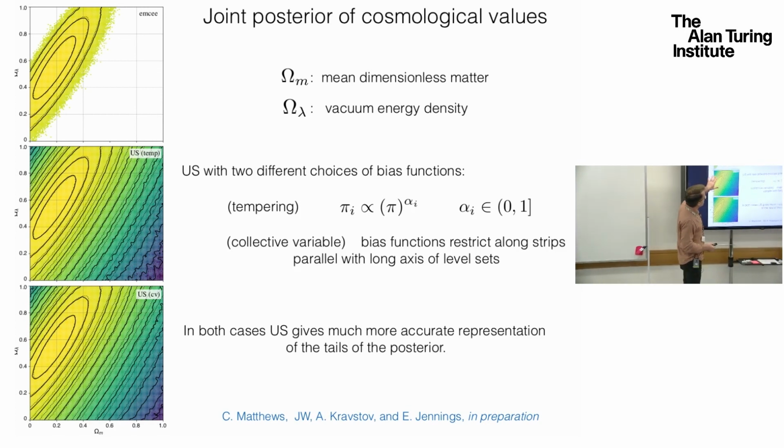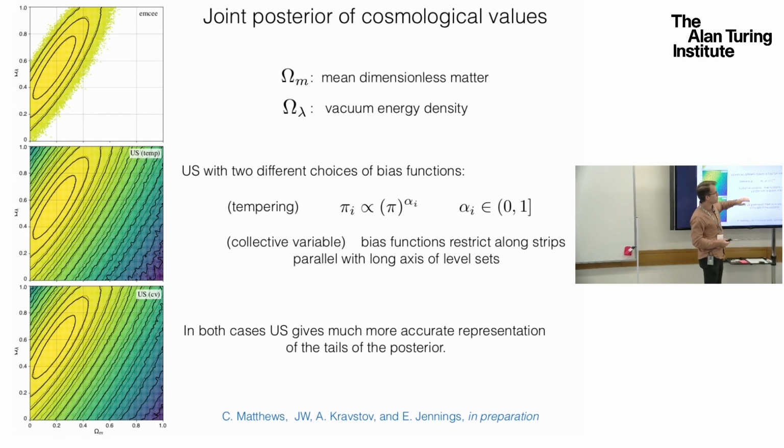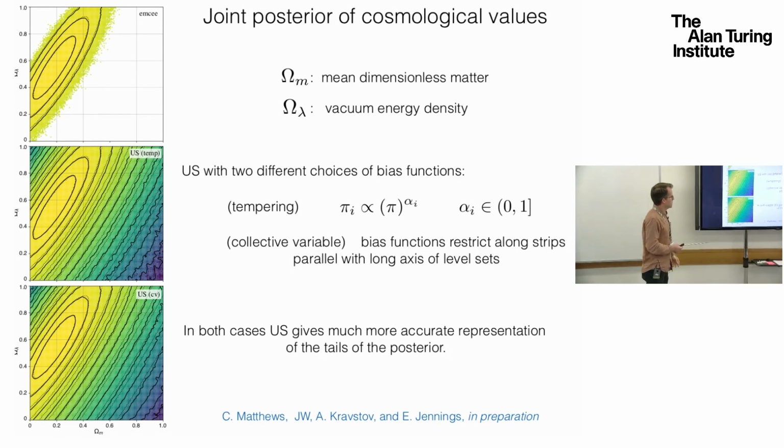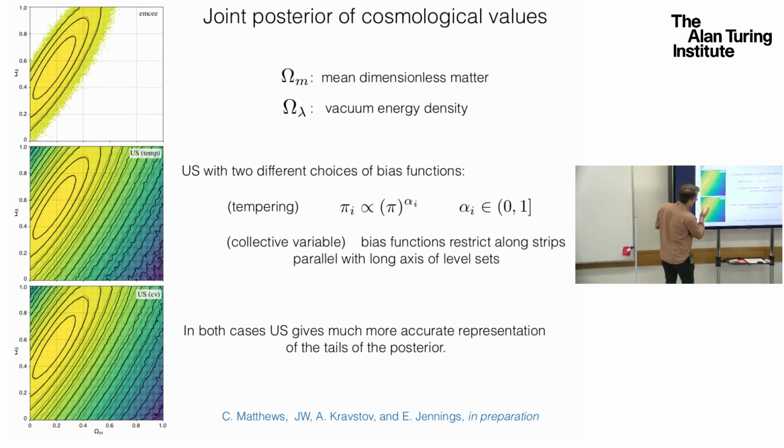So what Andrei was interested in was looking at the tails in this two-dimensional plot. So these two particular numbers, the mean dimensionless matter and the vacuum energy density. OK, we tried two schemes. He was particularly interested in this tail, the tail going this way. And I'll show you why in a second.